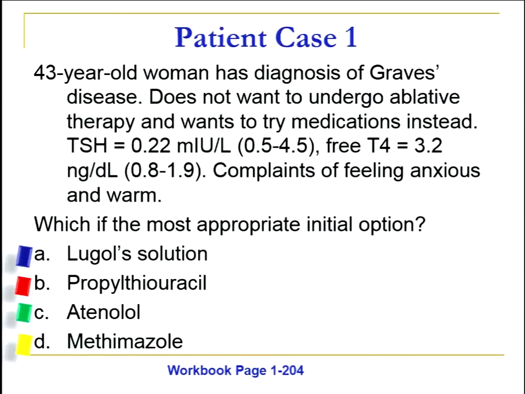So our first case, and I don't cover every single case I have in my workbook, but we're going to hit the highlights. We have a woman who's just recently diagnosed with Graves' disease. She does not want to undergo ablative therapy, which is usually the treatment of choice, but she wants to try medications instead. She has a low TSH, a high free T4, and complains of feeling anxious and warm all the time when everybody else feels cold. So, using our ultra-high-tech audience response system, which is the most appropriate initial option for this patient? Is it iodine therapy, PTU, atenolol, or methimazole?